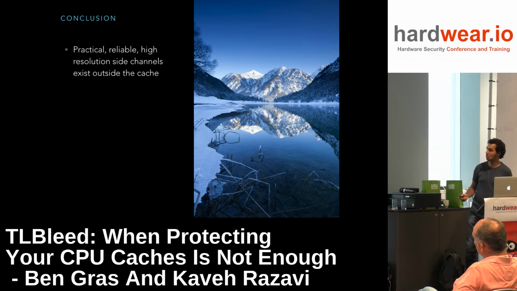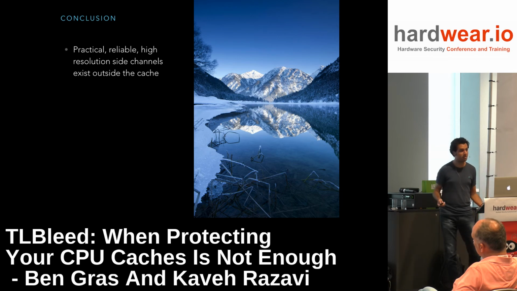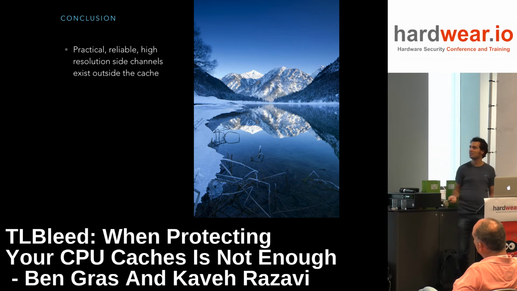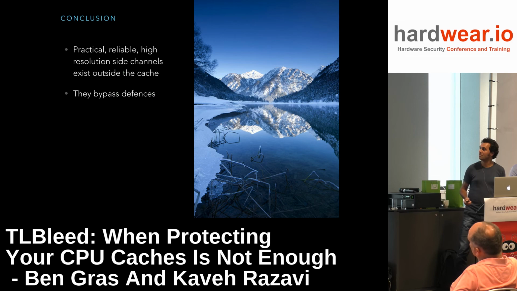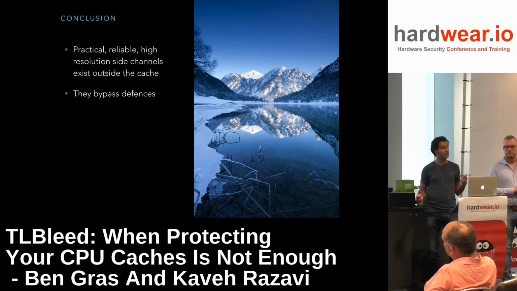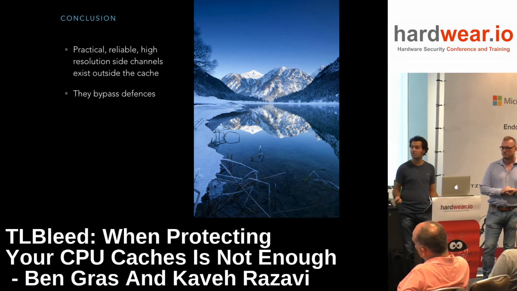So to conclude, we presented to you TLBleed, which is a practical, reliable, and high-resolution side channel attack, more than any that has been known before. So we could get quite a lot of samples. That's why Ben could do this temporal attack. These TLBleed attacks bypass all existing known cache defenses.